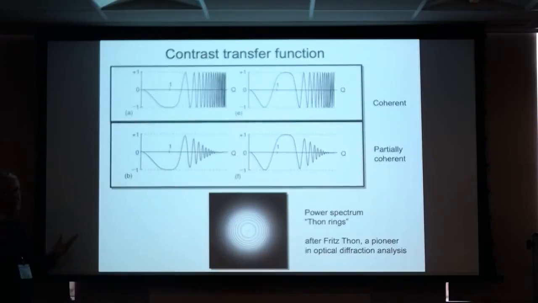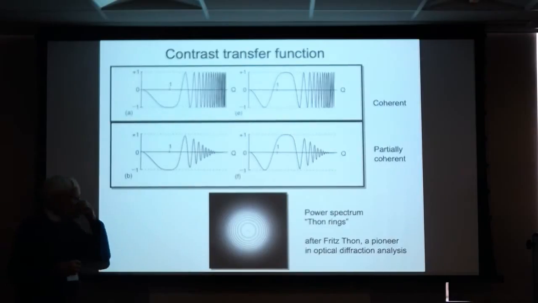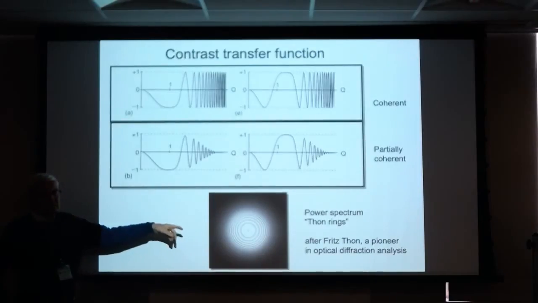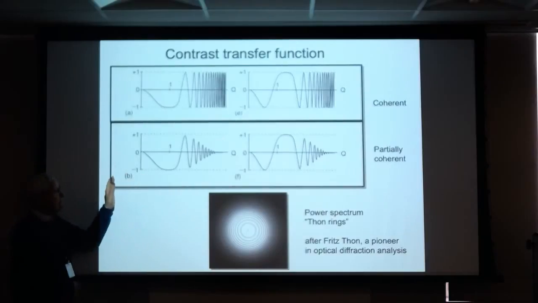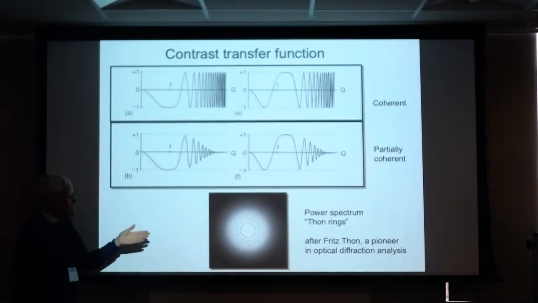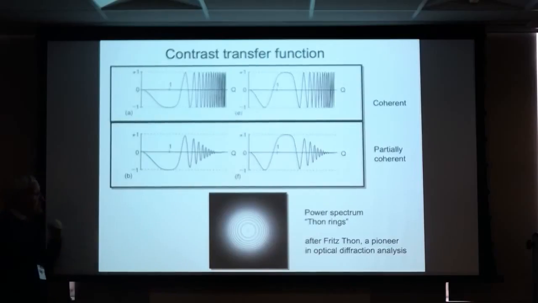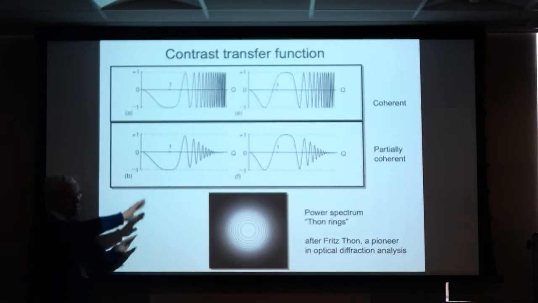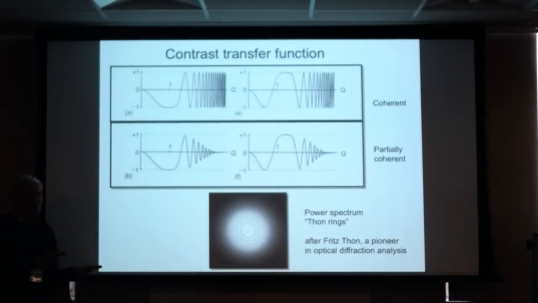Now, how do we find out the contrast transfer function? We find it out from the Thon rings. And the Thon rings are named after Fritz Thon, who was a pioneer in optical diffraction analysis. So he was the first to put micrographs into an optical diffractometer, and we saw these rings here. The rings could be interpreted in terms of the analytical functions that I told you about. So why do we see the rings at all? Well, we see the rings because he used carbon foil, and carbon has a Fourier spectrum that extends everywhere. It's like a wide spectrum.